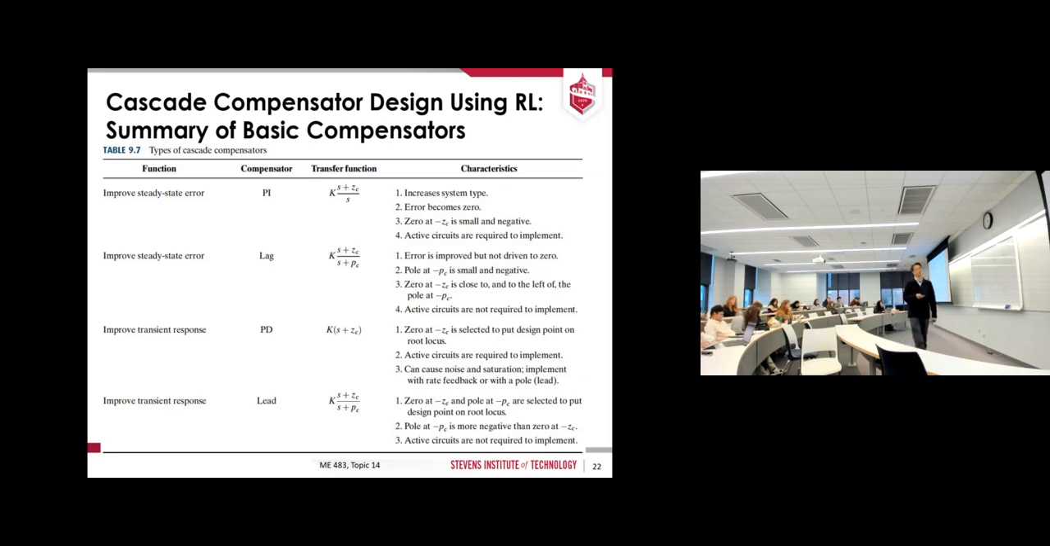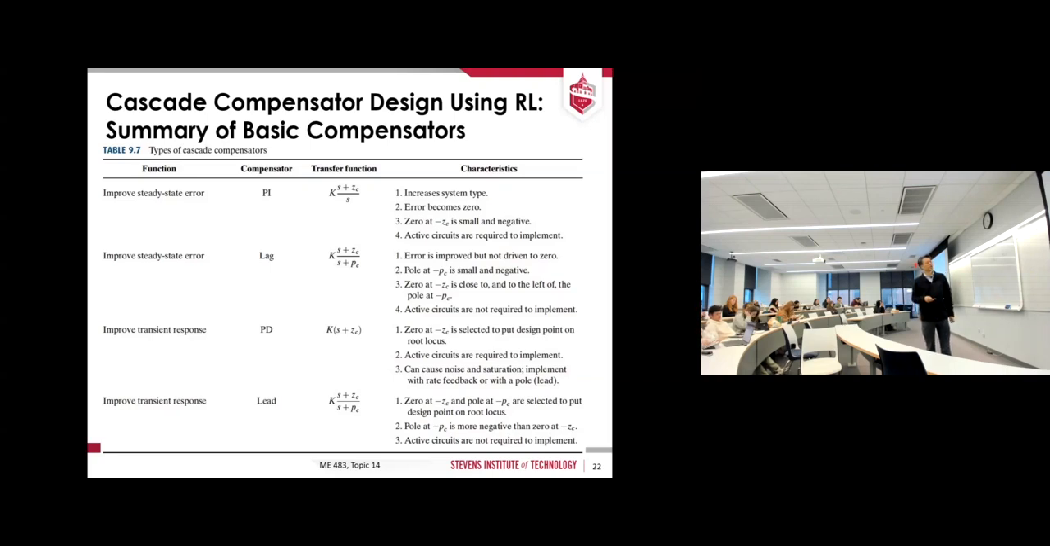Now, PD control, which we did today, and then lead control, which we did today here. The PD controller adds a zero at negative ZC, selected to put design points on the root locus. Okay, a new design point. So that is a major difference from the PI and lag. There, the design point does not change much. With PD and lead, the design point totally changes, and your locus changes dramatically.